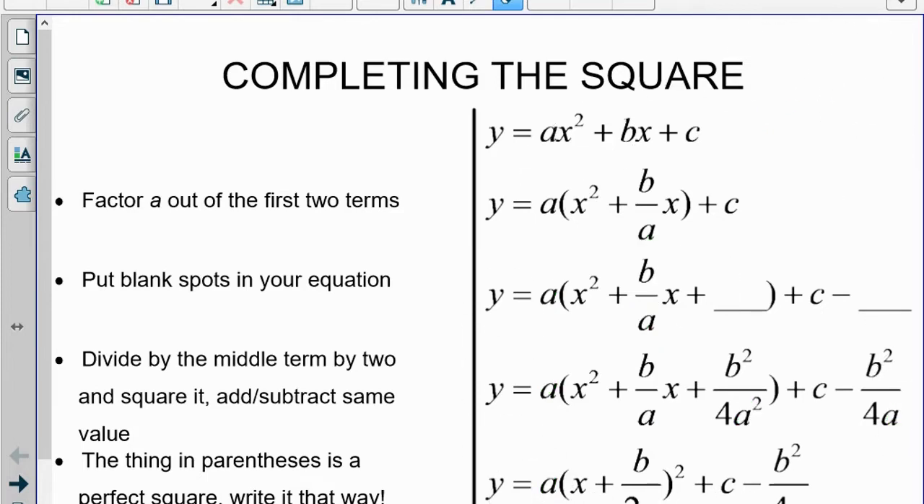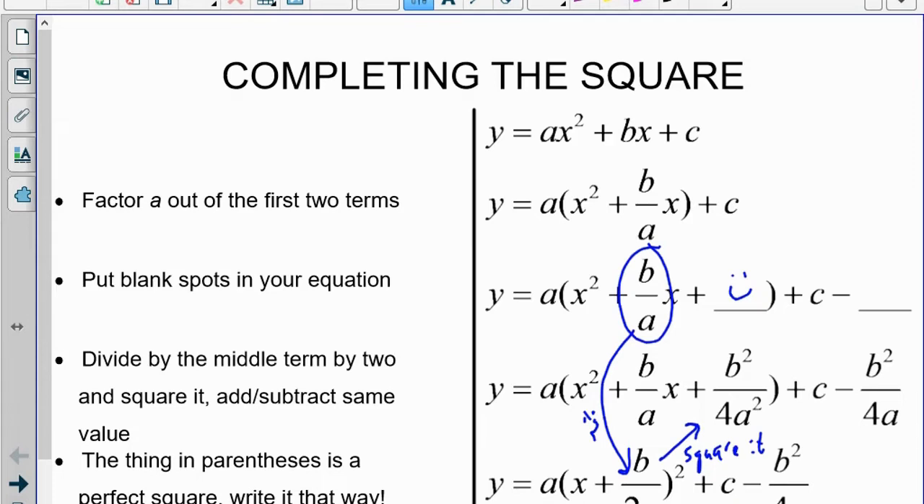Then put some blank spots in your equation, right after the regular x term and right after the c. You'll see how this works when we actually go through it. Then you divide the middle term by 2. That's going to go in here. That will go inside the parentheses when you're done. And then you take that divided by 2, square it, and put it in that blank spot. So that's where it would go.